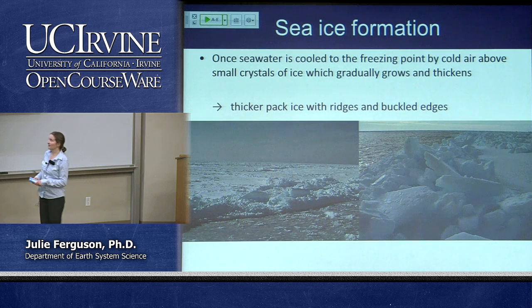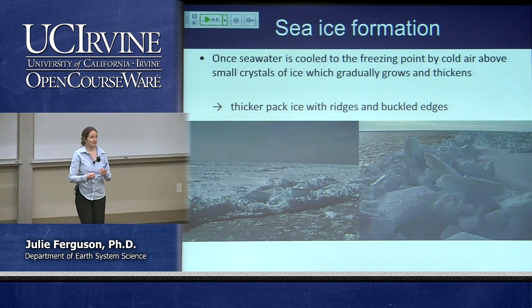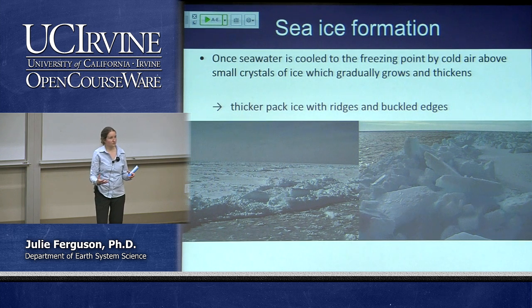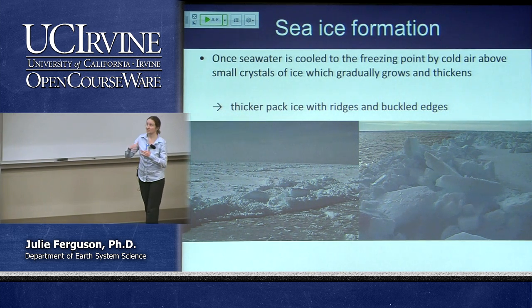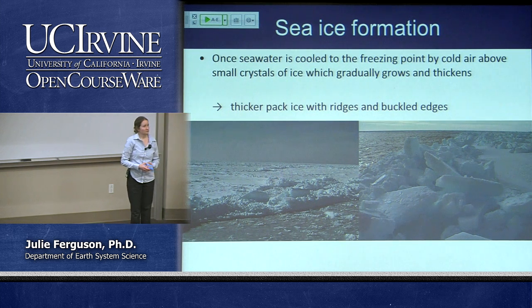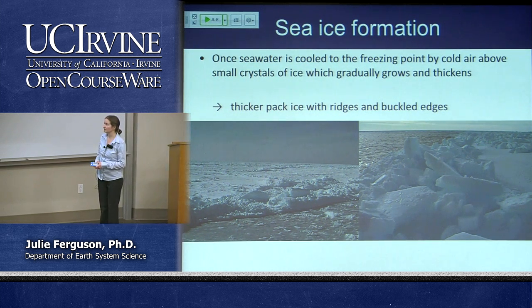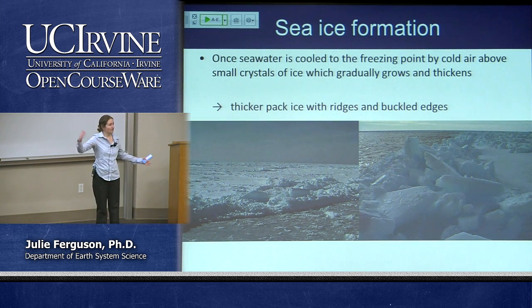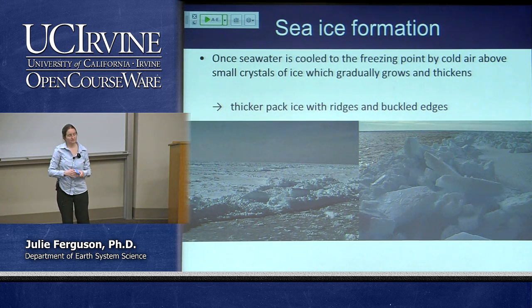And so that thicker pack ice, once it's developed, it still will interact with itself and move. It's floating after all, and so it is still moving. And so it will form these ridges and buckled edges. And we'll talk a little bit more about what we call those towards the end of today. Okay? And so you can see that, again, we're not talking about hundreds of meters of thickness here. We're talking about relatively thin layers of ice. Okay?